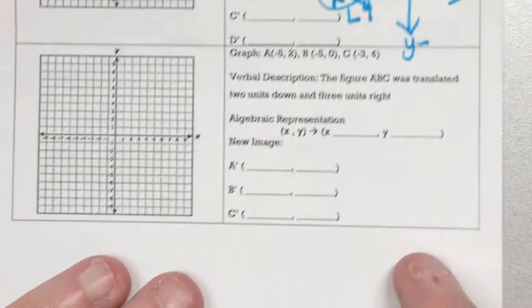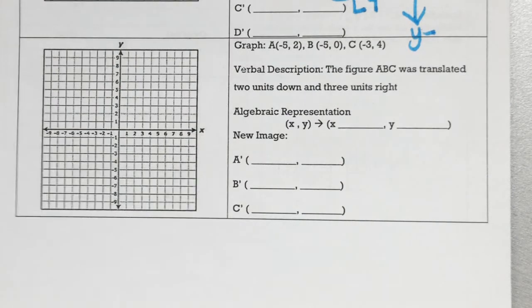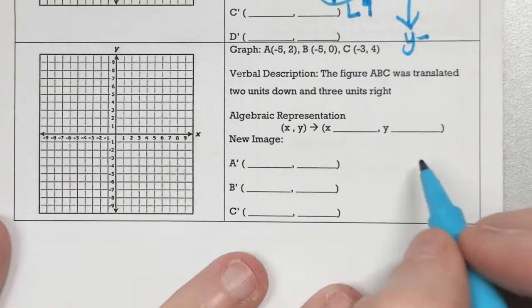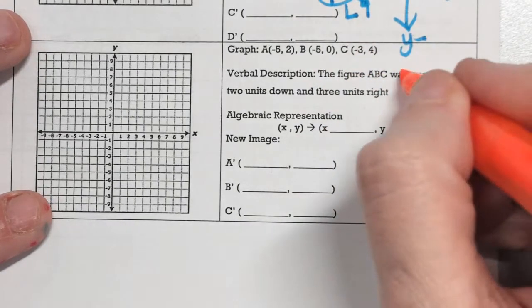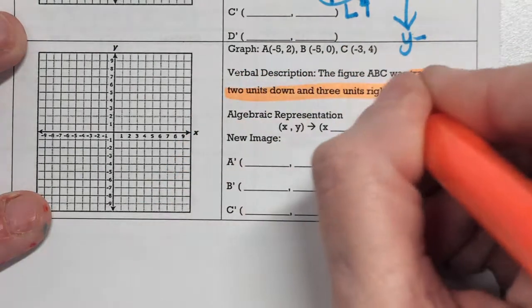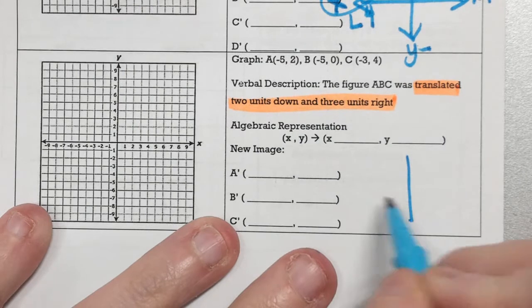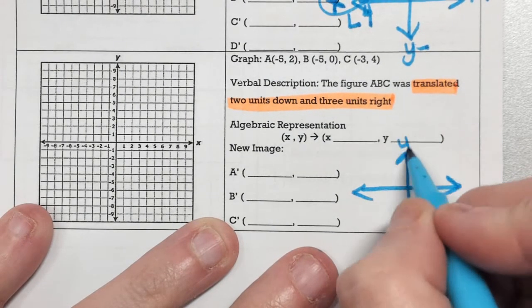All right, now let's try it going the other way. This time, I'm going to give you words and then we're going to go to a rule, okay? So we do the same thing. Now this time they give us all kinds of stuff. It says it was translated 2 units down and 3 units right, okay? So I draw my little thingy. Honestly, this is the longest part.